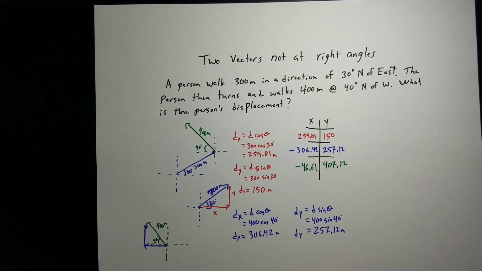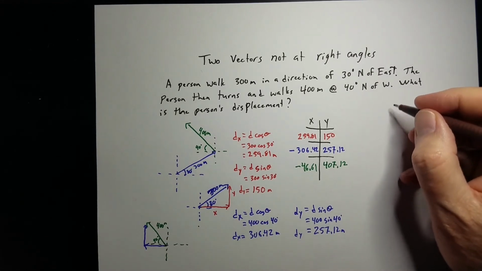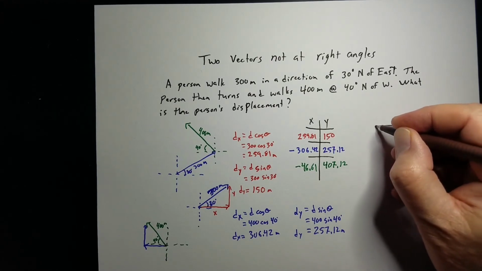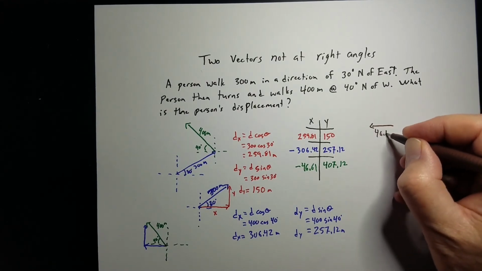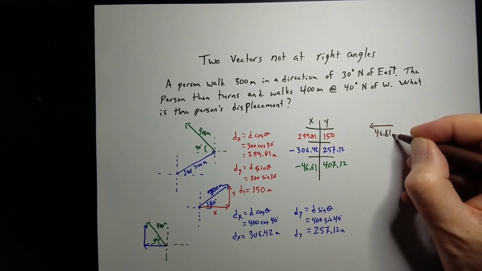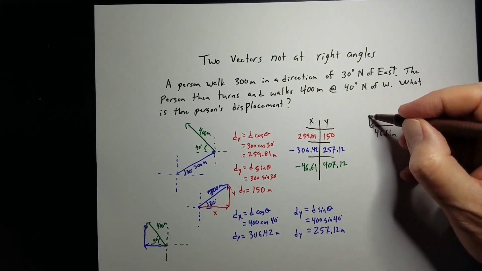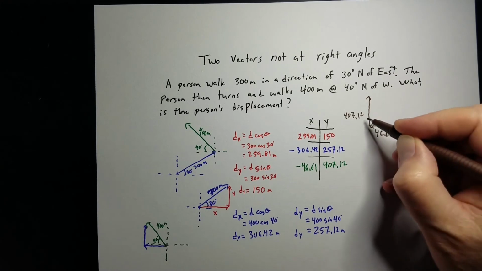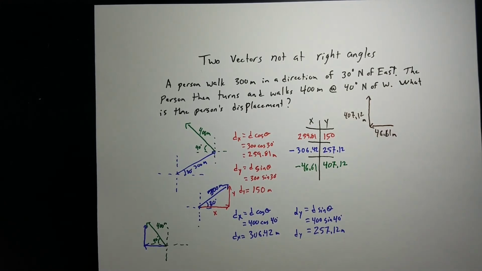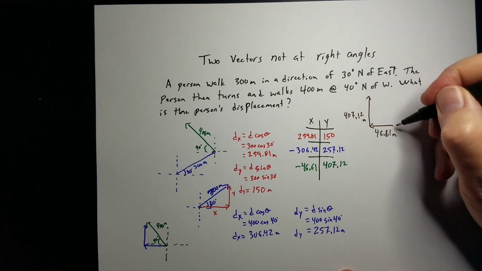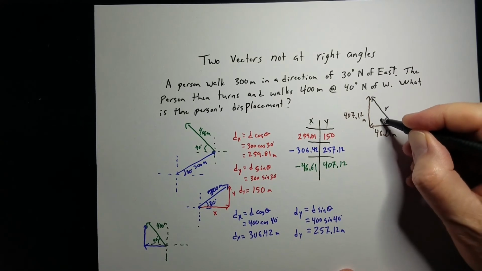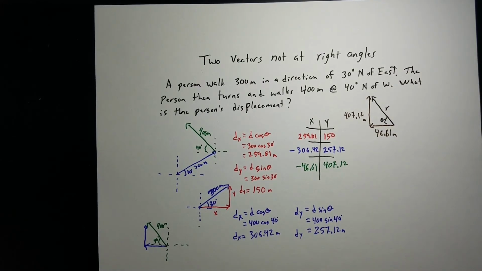Now I'm going to use those two to draw my new triangle. Again, I'm going to start off with the x. So if I draw my crosshairs in, I would go 46.61 to the west, and then from there up, that'll be 407.12 meters going straight up. And I'm looking for the resultant, which will be from where you start to where you end, r and theta. Keep in mind the direction I'm going.